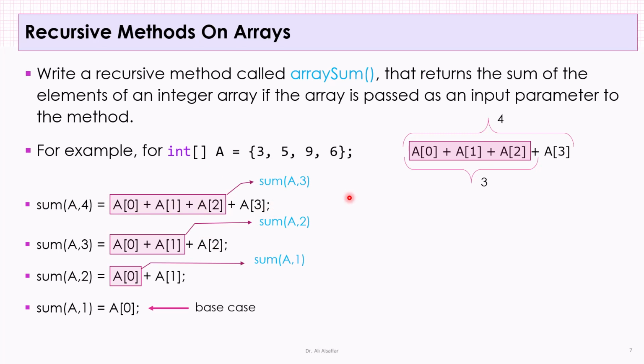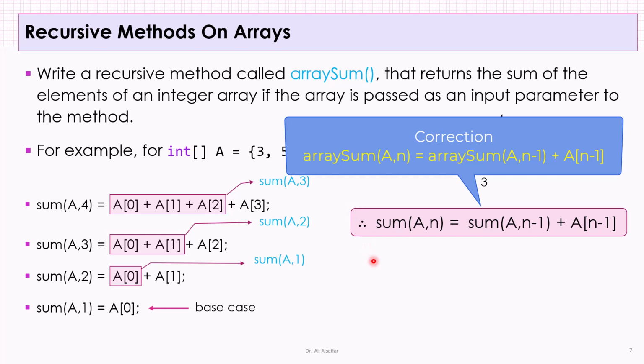Now to generalize the call, suppose instead of 4 we have n, which is the size of the array. Then how to express the call recursively? You say sum(a, n), and now you need to call the method recursively, but the size should be shorter by 1. So if the input is n, then you pass n minus 1. And finally, you add the return value of sum(a, n-1) with a[n-1]. Why? Because if the input is n, the last element will be at n minus 1. So we will have here a[n-1]. And this is how we write it recursively. We say sum(a, n) is equal to sum(a, n-1) plus a[n-1].